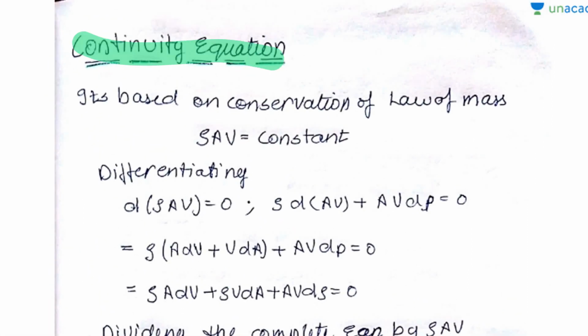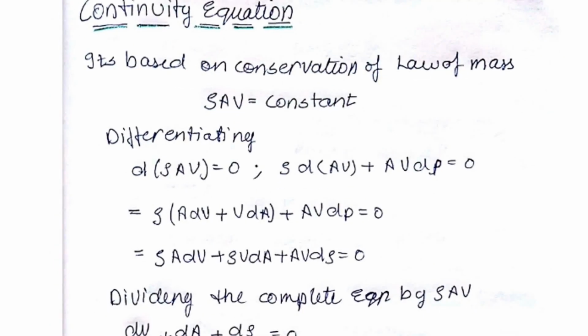The continuity equation is based on the principle of conservation of mass, meaning mass can neither be created nor destroyed. So rho A V is equal to constant. To find its differential form, we will differentiate this whole equation. So we'll get d of (rho A V), and this will be equal to 0.